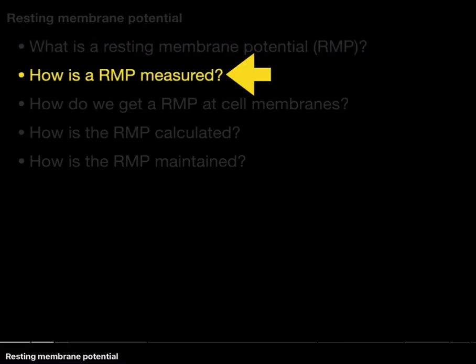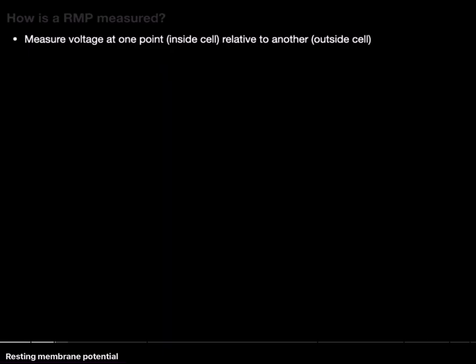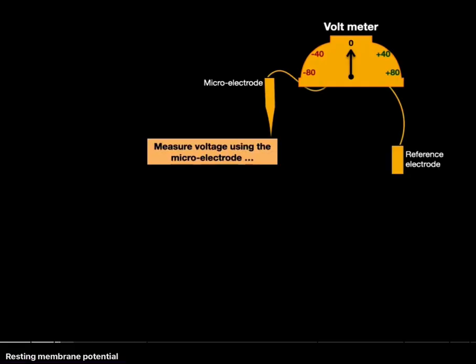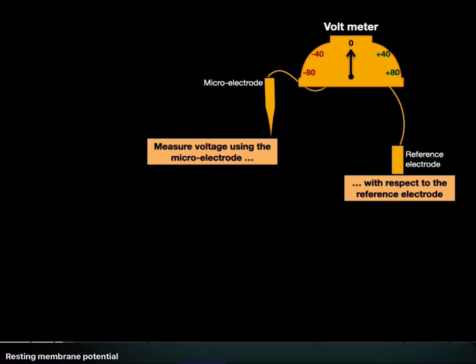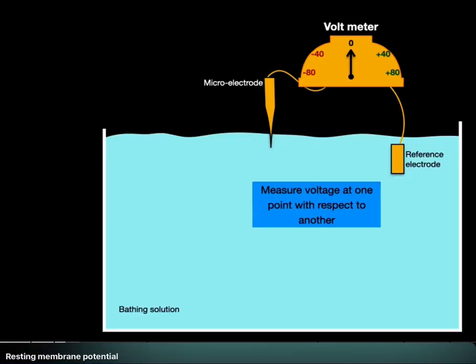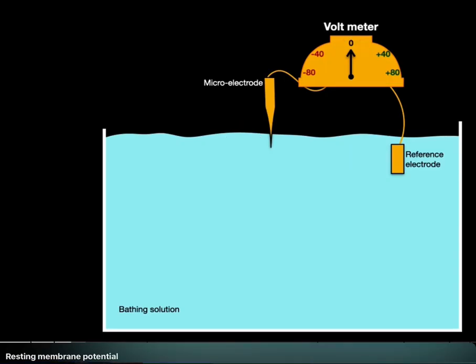How is resting membrane potential measured? Well, we measure voltage at one point inside the cell relative to another outside the cell using a voltmeter, where we have a microelectrode and a reference electrode, and we measure the voltage using the microelectrode with respect to the reference electrode. So we take a look at this bathing solution. We measure the voltage at one point with respect to another. There's no potential difference in between the two, so the voltmeter reads 0.